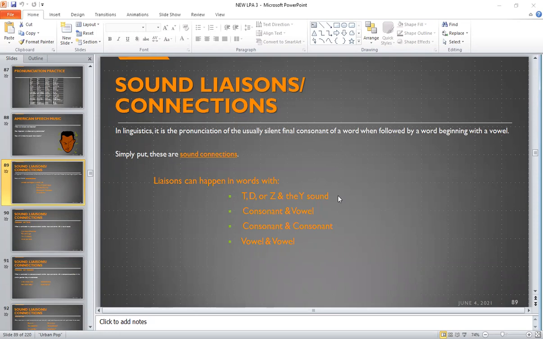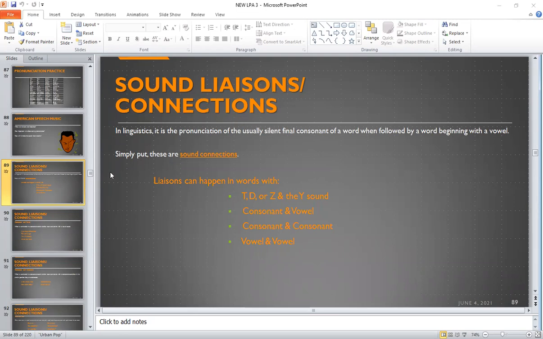We're not expecting you to be able to do this right away. But like I've been constantly saying, through practice you would be able to do this. Sound liaisons and connections: in linguistics, it is the pronunciation of the usually silent final consonant of a word when followed by a word beginning with a vowel. Simply put, these are sound connections. Liaisons can happen in words with T, D, or Z and Y sounds. Later on I'll give you examples, and of course consonant and vowel sound, consonant and consonant, vowel and vowel. We connect those.